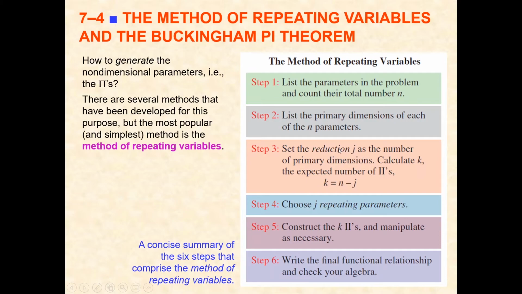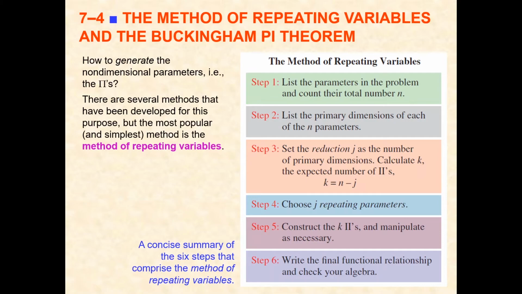So j usually depends on the number of primary dimensions involved. In most problems, the maximum number of j is 3, because the primary dimensions are M, L, and T. If all of your parameters consist of, for example, only M and L, you only require j to be equal to 2. If you have M, L, and T in the parameters in step 2, you need to use j equal to 3, and k equals n minus j. So if you have 7 parameters and 3 primary dimensions, k equals 7 minus 3, which equals 4. So you are expected to have pi 1 until pi 4, and you need to remember that pi 1 is only for the dependent parameter, the one that we are looking for.